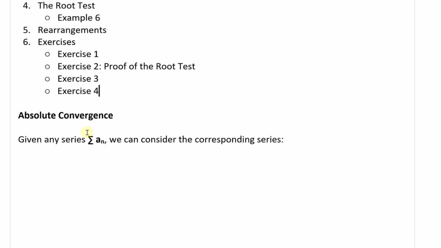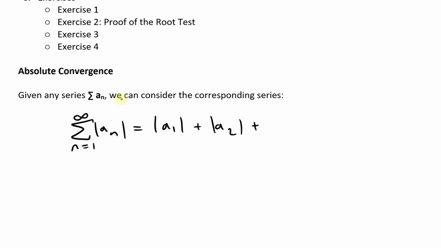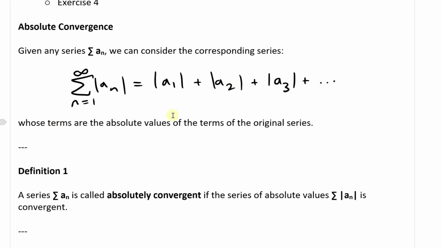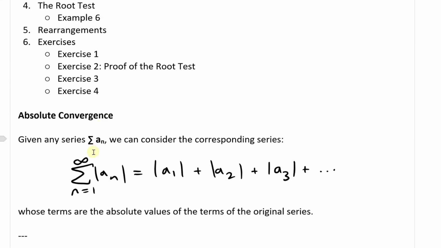So, absolute convergence. Given any series, the summation of an, we can consider the corresponding series where we take the absolute values of each term. So if we have the summation from n equals 1 up to infinity of the absolute value of an, then these terms are going to be the absolute value of a1 plus the absolute value of a2 plus the absolute value of a3 plus dot dot dot and so on. This is the series whose terms are the absolute values of the terms of the original series. So yes, we just take the absolute value of each term.